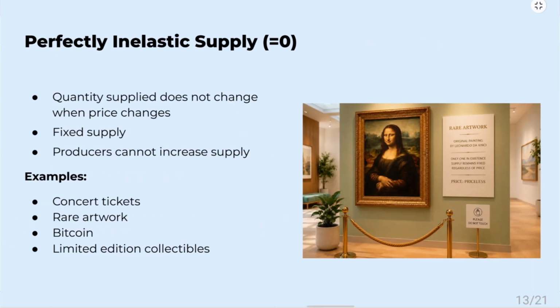Perfectly inelastic supply happens when quantity supplied remains completely unchanged, even if price changes. Supply is fixed and producers cannot increase output. Concert tickets are a good example because the number of seats at an event is limited. Rare artwork and Bitcoin are also examples because their supply is restricted. Even if prices rise significantly, quantity supplied stays exactly the same.